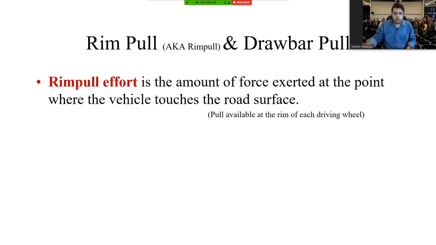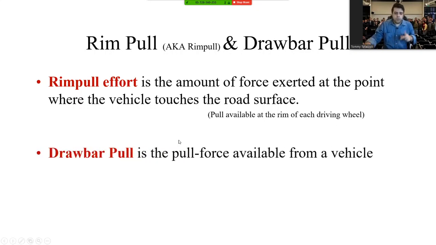But what is the drawbar pull? Another simple definition for rim pull effort is the pull available at the rim of each driving wheel. Sorry. Drawbar pull is the pull force available from a vehicle. It means how much load a vehicle can draw, or pull. That is the drawbar pull.